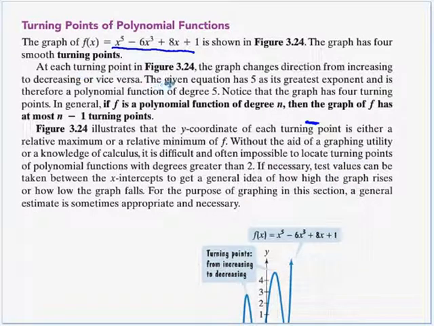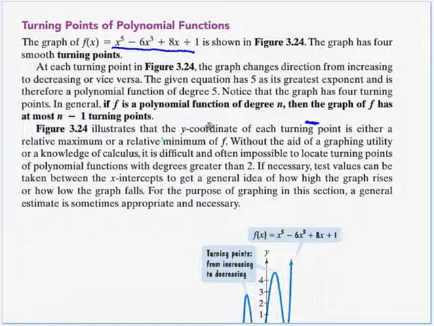So at each turning point in the figure, the graph changes direction from increasing to decreasing or vice versa. The given equation has 5 as its greatest exponent and is therefore a polynomial function of degree 5. Note that the graph has 4 turning points. In general, if f is a polynomial function of degree n, then the graph of the function has 1 less, n minus 1, turning points.